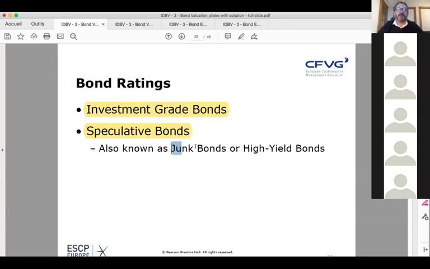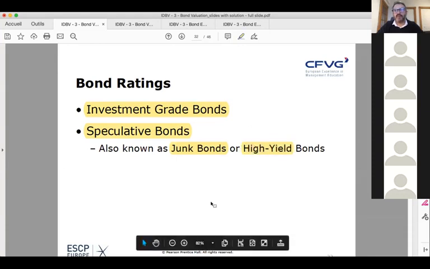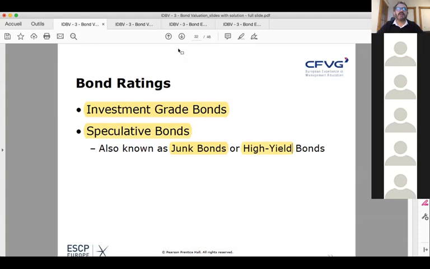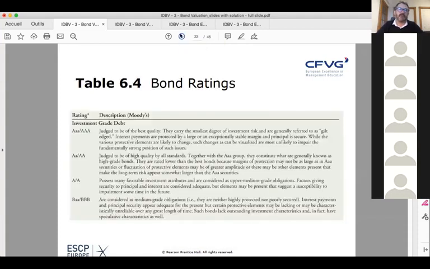So we also call them junk bonds or high yield bonds, because the coupon rate you can expect to receive can be higher, but you know what? It's not certain that you will receive this coupon. Okay, so of course it's not so easy.